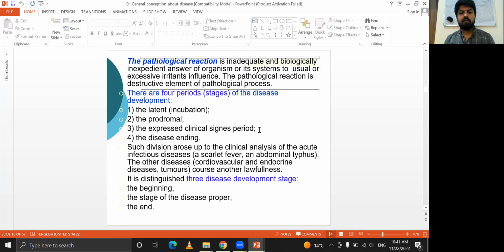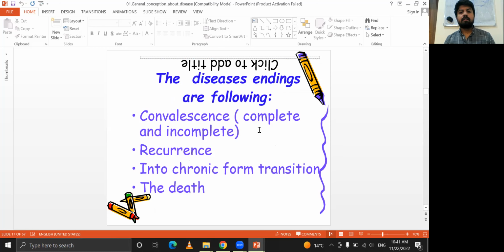The other diseases, cardiovascular, endocrine diseases, tumors, course, and other lawfulness distinguish the three development stages: the beginning, the middle stage, means the disease proper, in which the disease is on its full peak, and the end. The disease endings are the following: convalescence, recurrence, the chronic or transition.